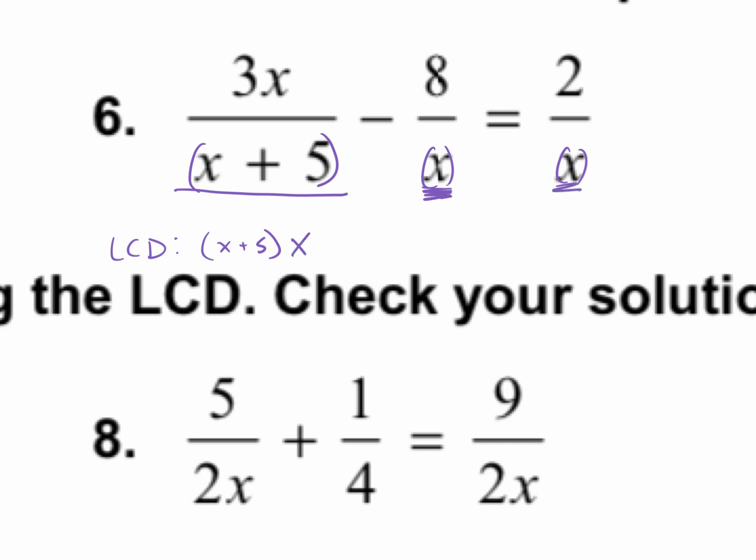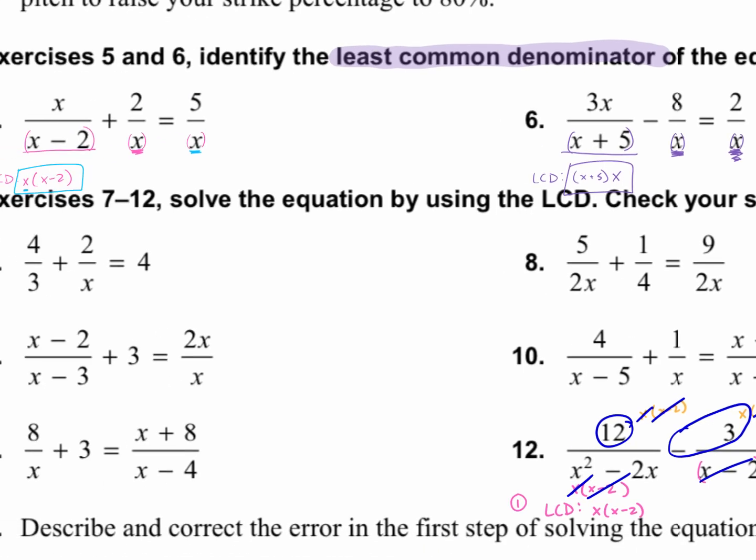Now moving on to the third denominator. Do I have an x on my list now? Yeah. So do I have to include the other x? No, because I already have one. So my least common denominator would be x plus 5 times x. This one we didn't have to solve, just find the least common denominator.